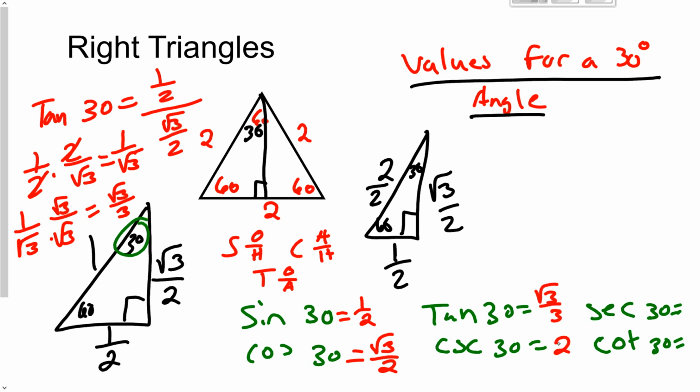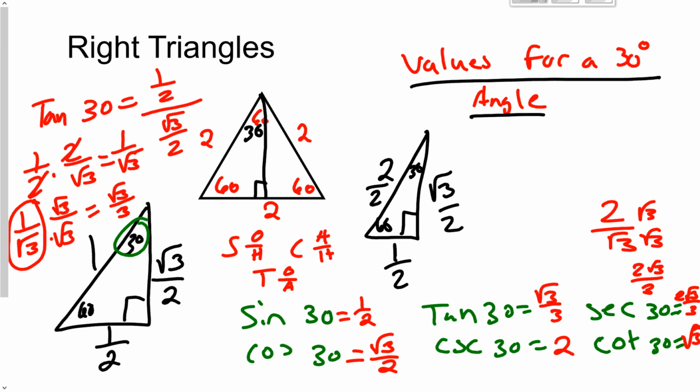Cosecant would be 2, because I'm flipping sine, which is 1/2. Secant would be 2 over √3. There I have to rationalize it again, so I get 2√3/3. So 2√3/3 is secant, because it was √3/2, so I had to flip it to 2 over √3, rationalize, and I get 2√3/3. And then cotangent would be flipping tangent. So if I come back to right here and flip this tangent, I'll just get √3. So cotangent of 30 is just √3. And so these come in handy.